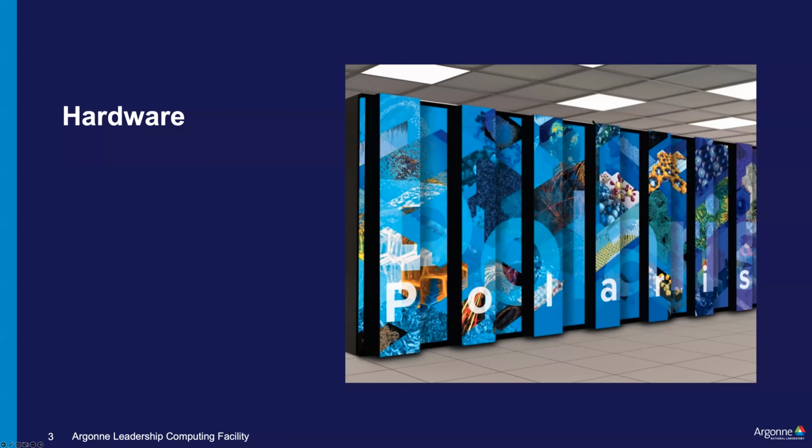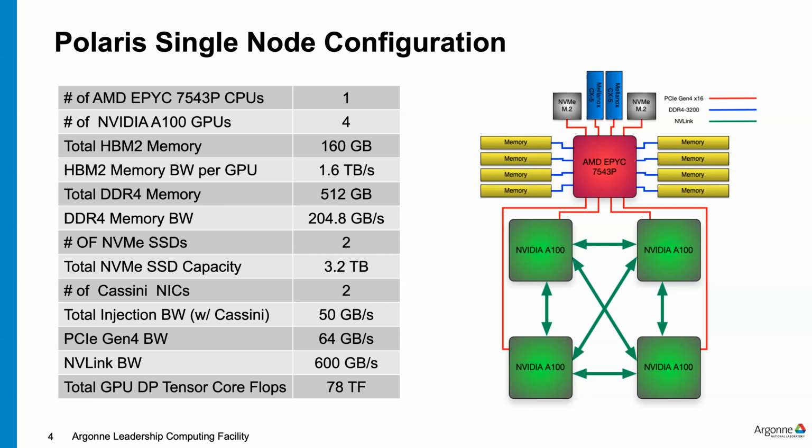So first, I'm just going to talk about the system itself. Here is a representation of a single node configuration. It's a single socket, so there's one AMD CPU. It has 32 cores. I'll give more info about the CPU later. And then the node has four Nvidia A100 GPUs. So generally, we expect the heavy computational code to be running on the GPUs.